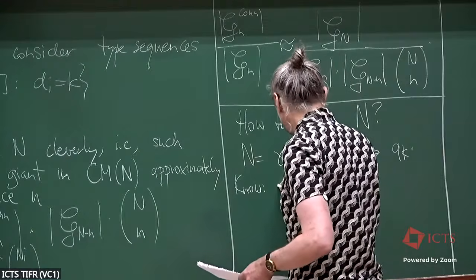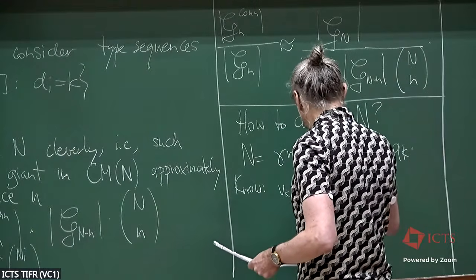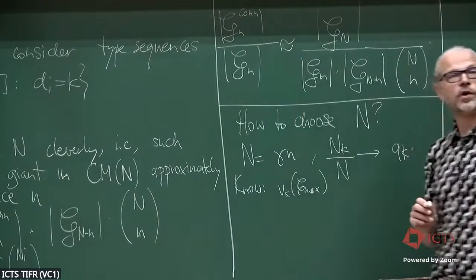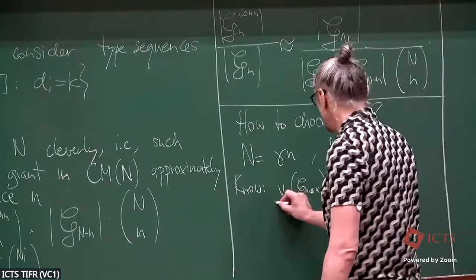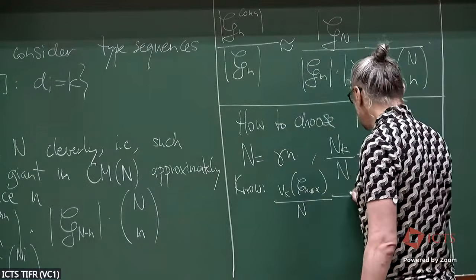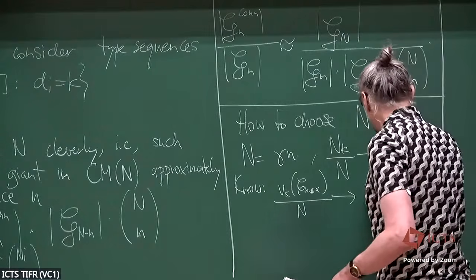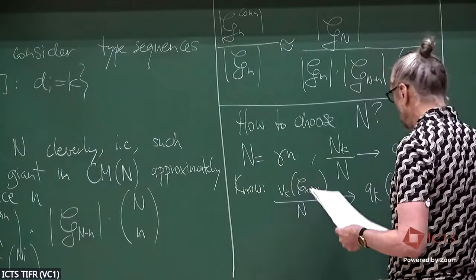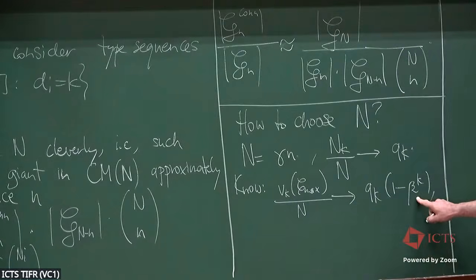So if I let Vk of C max be the total number of vertices of degree k in my giant, if I divide that through by n, this will converge to something involving this. And it will be qk times 1 minus beta to the power k, where beta is a certain extinction probability of half edges in the configuration model.